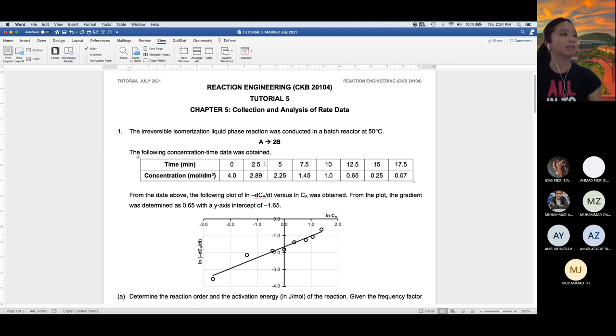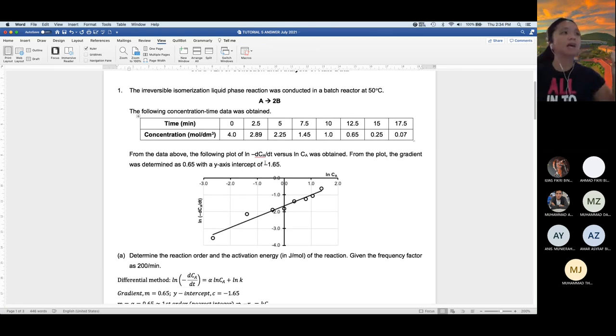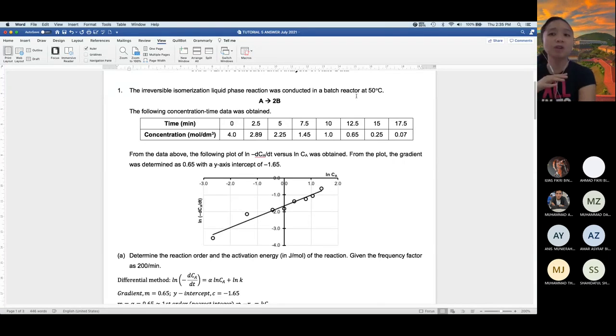So the first question says irreversible isomerization, a liquid phase reaction conducted in a batch reactor at 50 Celsius. If you forget, in chapter 5, when we are talking about experimental data, to establish reaction order and reaction rate constant, usually we do it in a batch reactor. In this case it's also a batch reactor, and this reaction is at 50 Celsius. The following concentration time data was obtained.